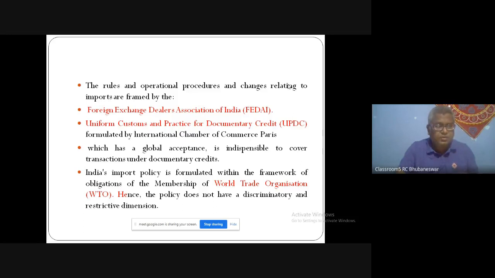Another one, guarantee to banks, is also there. Special schemes are also there. These are the overall issues related to ECGC. ECGC means Export Credit and Guarantee Corporation.